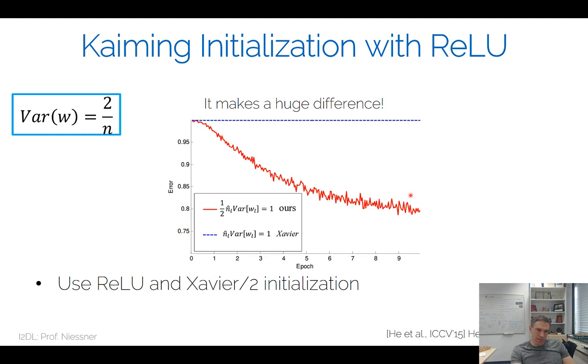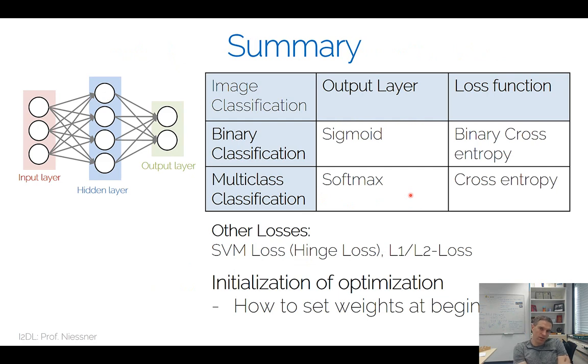Okay, let's do a quick summary here. What we have done today is quite a bunch of stuff, actually. We've talked about losses, we've talked about activations, and we've talked about initializations. We talked about image classification, binary classification and multi-class classification, right? We talked about the binary cross entropy, which is the sigmoid in the output, or we have a softmax in the output, which then leads to the cross entropy loss, right? Binary cross entropy and the standard cross entropy. So this is the output layer, and this is the loss function respectively. That's what we talked about.